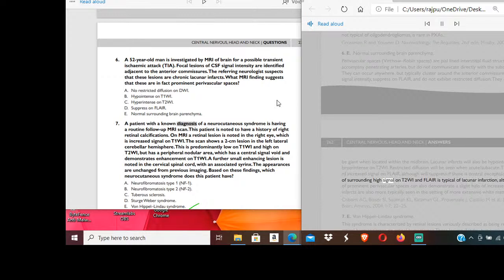A halo of surrounding high signal on T2WI and FLAIR is typical of lacunar infarction, although up to 25% of prominent paravascular spaces can also demonstrate a slight halo of increased signal. Lacunar infarcts are also more typically seen in the setting of more extensive white matter disease. Osborn AG, Blaser SI, Salzman KL, Katzman GL, Provenzale J, Castillo M, et al. Diagnostic Imaging: Brain, Amirsys, 2004.